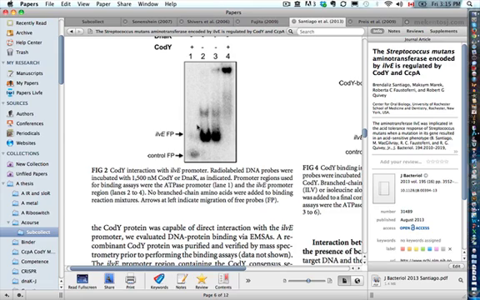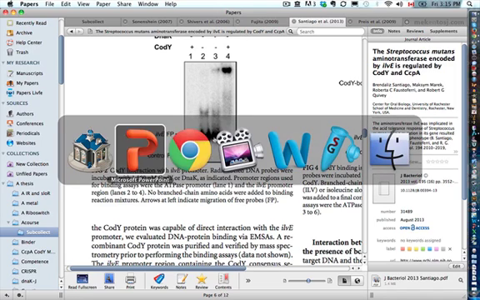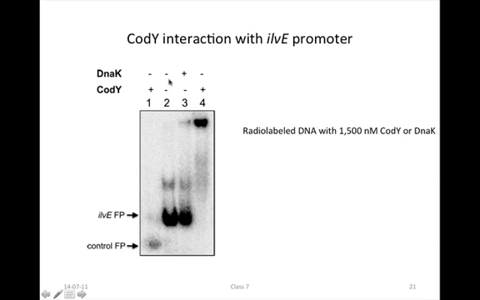Yeah. Now, as soon as you add ILVE, then you get a complex being formed. You're not adding CodY then. So it's not a complex, it's just the protein. ILV promoter. So no DnaK, no CodY. This is just the promoter. Okay. So this is just the promoter with DnaK. And if you add CodY, it's bound up there. And this is done radio labeling the DNA.